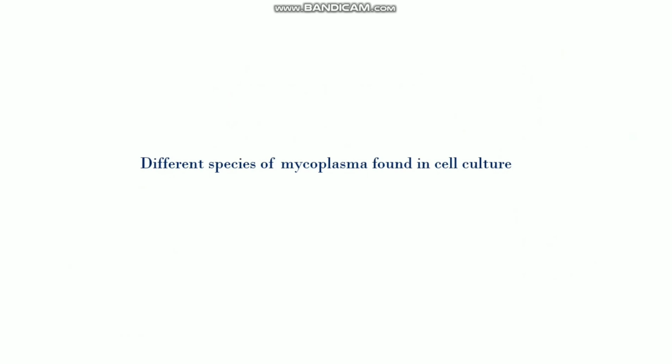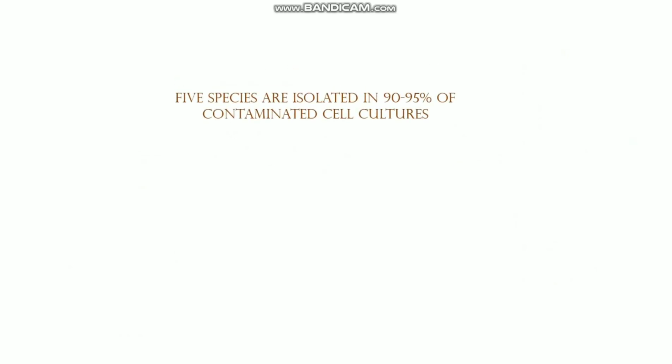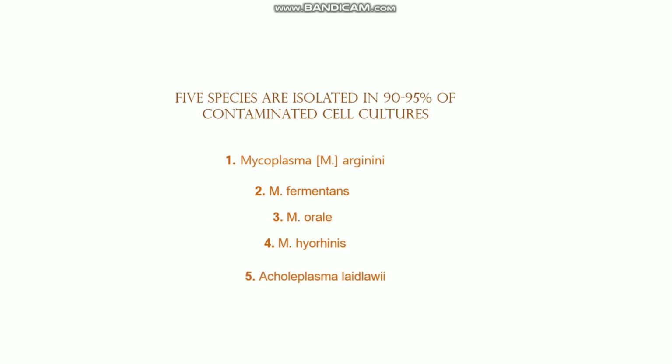Next are the different species of mycoplasma found in cell culture. Here I'll talk about the five species isolated in 90 to 95% of contaminated cell cultures, and those are Mycoplasma arginini, M. fermentans, M. orale, and M. hyorhinis, and also Acholeplasma laidlawii. So these five different species of mycoplasma are mostly found in 90 to 95% of contaminated cell culture.